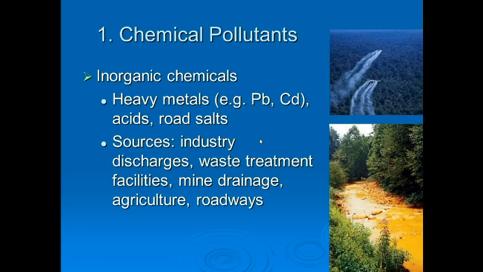Okay, so what are chemical pollutants? Things like inorganic chemicals that might be used to fight fires or from a runoff from a mine. They are heavy metals, lead, cadmium, they're acids, they're road salts. The sources are industry discharges, water treatment facilities, mine drainage, agricultural, roadways.